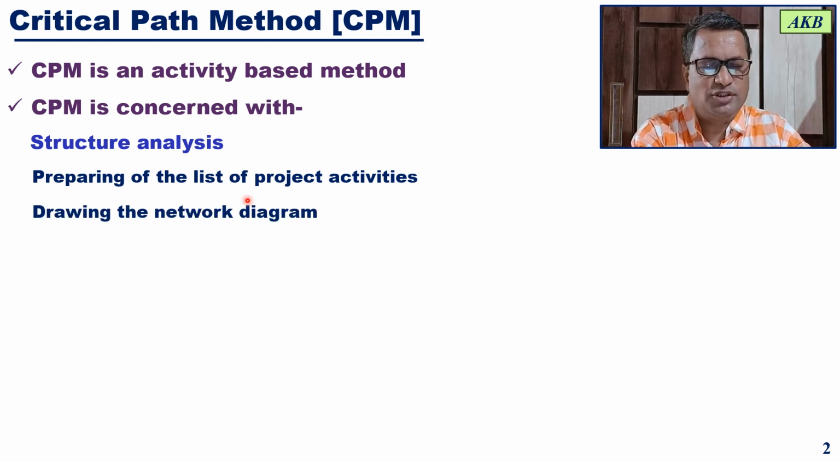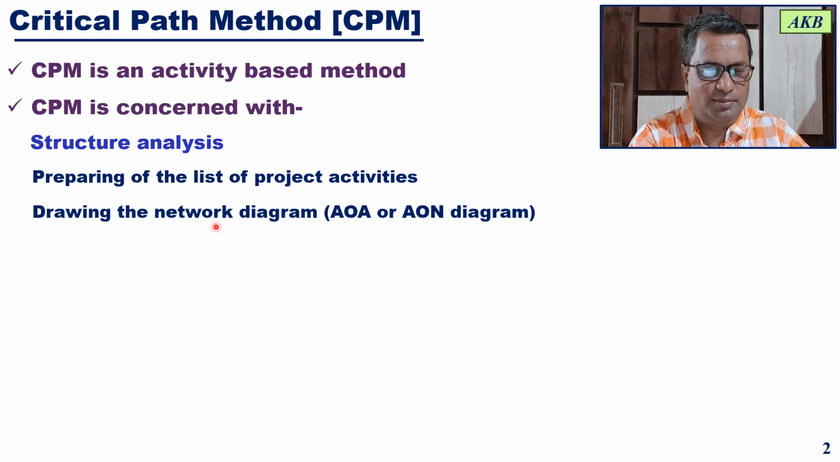Then once you have the list of project activities, the network diagram is to be drawn. So the second thing that is involved is drawing the network diagram. So here you can either draw AOA, that is activity on arrow diagram, or you can draw AON, that is activity on node diagram. In our discussion, we will be dealing with activity on arrow diagram.